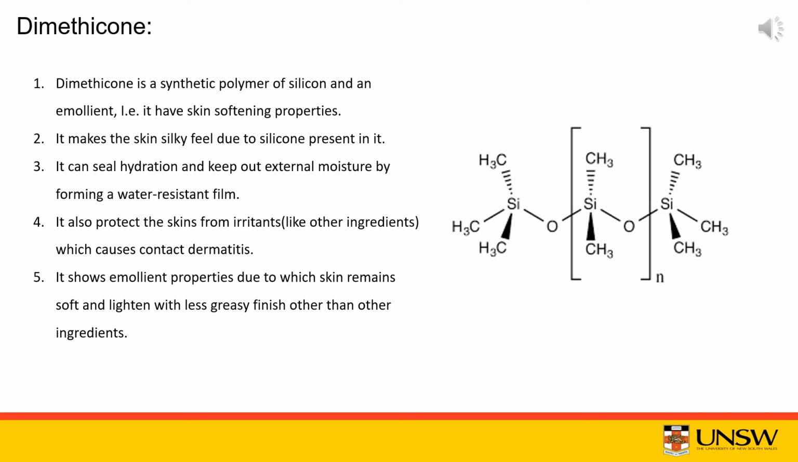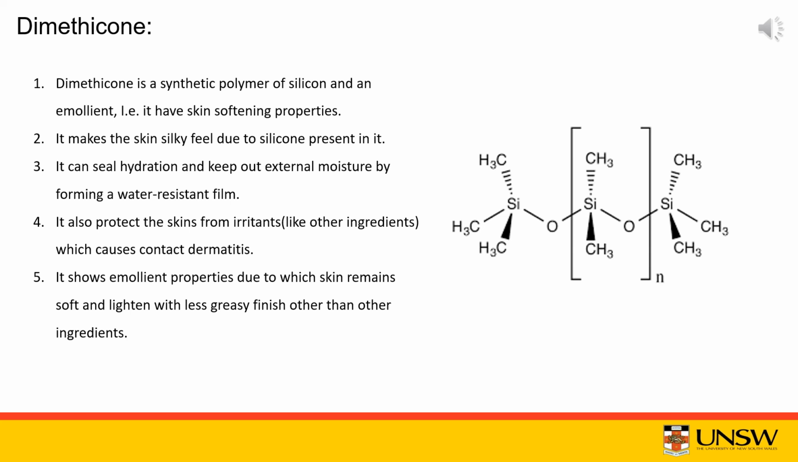Now, whenever you use a body lotion, the purpose it should serve is that when you apply it, it should make your skin moisturized, and along with that, it should make your skin soft. The component which serves all this purpose is dimethicone. Dimethicone is a synthetic polymer of silicone and it's an emollient also. Now, what is an emollient? An emollient is a substance which has a skin softening property.